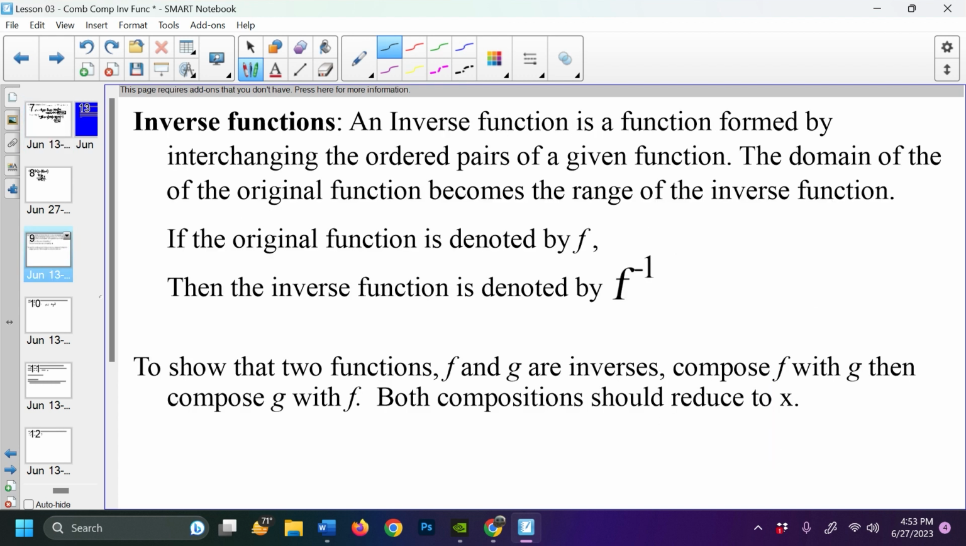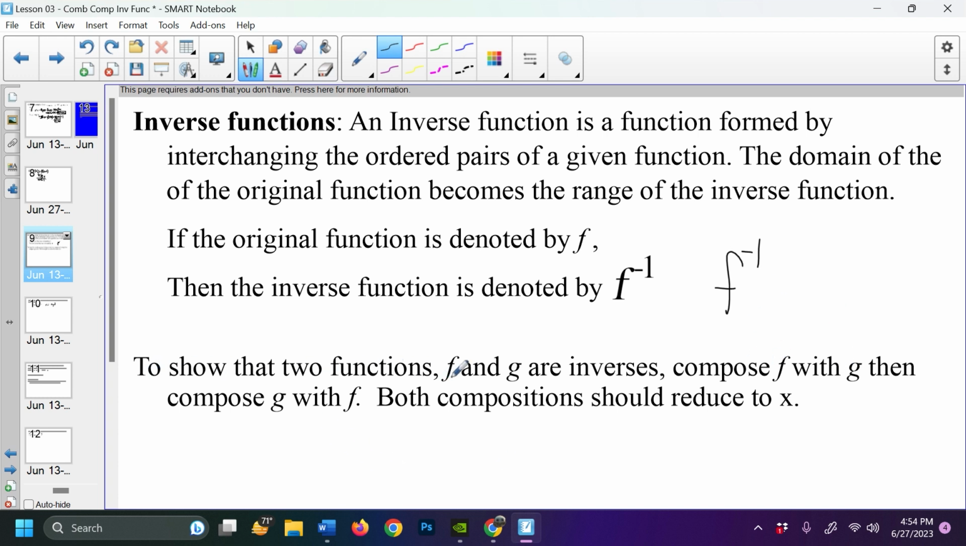Inverse function. An inverse function is a function formed by interchanging the ordered pairs of a given function. The domain of the original function becomes the range of the inverse function. If the original function is denoted by f, then the inverse function is denoted by f raised to a superscript of a negative 1. It's kind of hard to see here. f inverse of x. That's how I'm going to read that. That's not to the negative 1 power. This is just the notation for inverse.